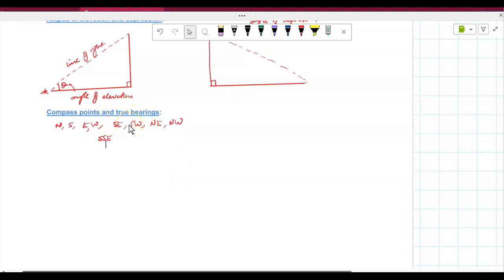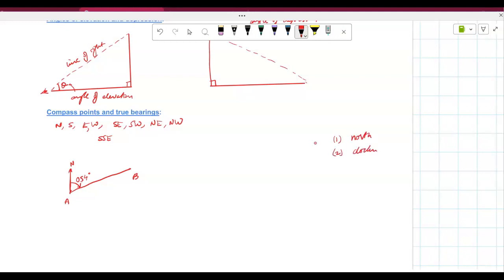What is true bearing? If you have point A and B, to find the bearing of B from A, this bearing is, let's say, 54 degrees. So you take the angle with respect to north, always with respect to north, in the clockwise direction. Two points you need to remember: you need to take the angle from the north, and you need to take it in the clockwise direction. So that's called true bearing.